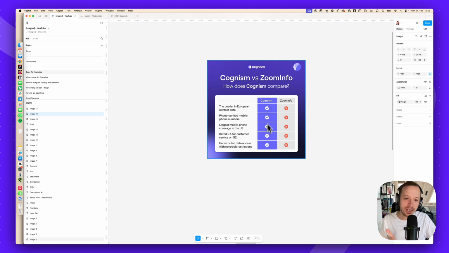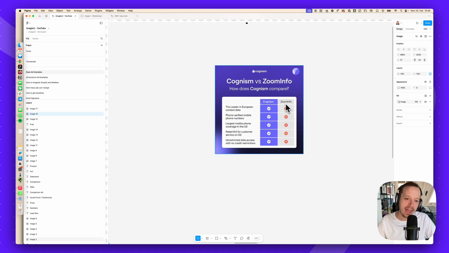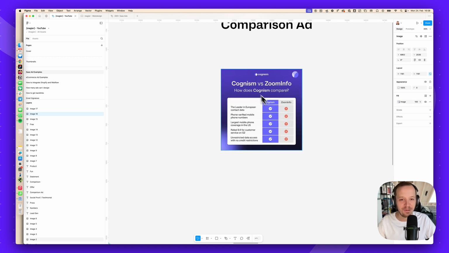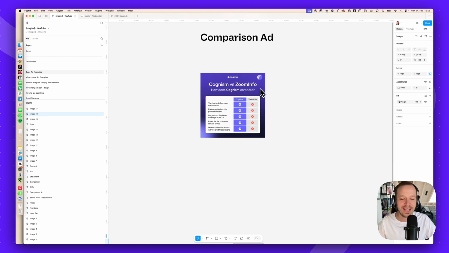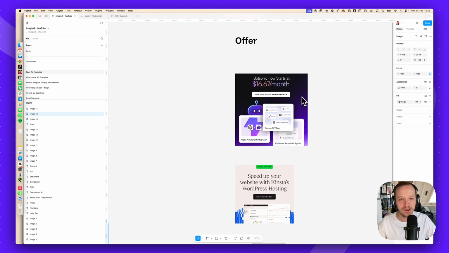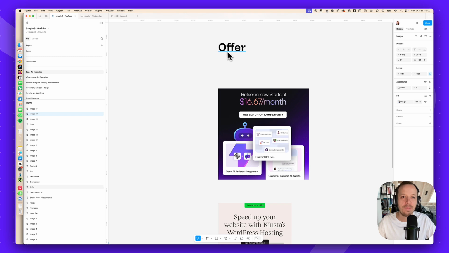So basically Cognizant is shown here as the tool of choice, and then ZoomInfo, the tool that probably a lot of people are using right now. Most of the time it's also quite easy to target people who, for example, follow the ZoomInfo page. And really showing here that the data is not as good as the one from Cognizant. So comparison ads are also something really cool, and always think about ideas for how you can actually do it for your own company. Then next up are offer ads.